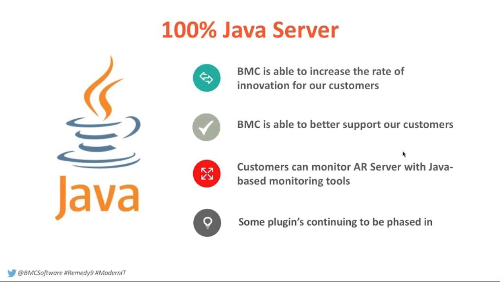When we went to the Java platform, we were able to reduce about 50% of our code line. We took out over 135 no longer necessary third-party libraries that were C libraries that just didn't need to be in the product anymore. We upgraded the libraries that we kept. The libraries that we kept are all on the most current releases out there.